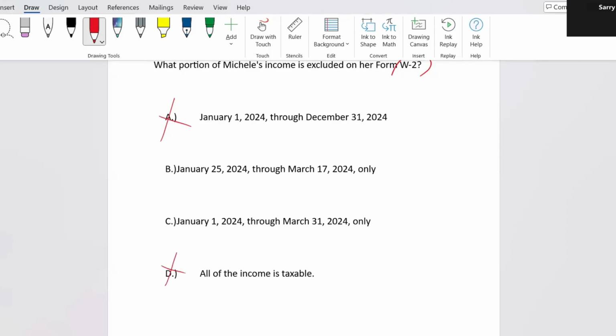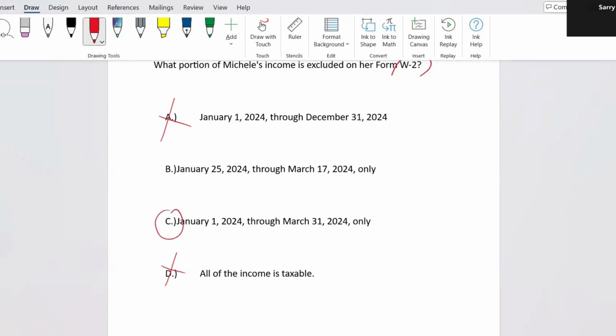There is an exclusion. Now we've narrowed it down to B and C. So what is the exclusion? The rule is that if Michelle was gone in January 25, then all of January is excluded, all of February is excluded because it was through February, and all of the month of March. So any day you served in combat makes the whole month excluded, not the whole year, the whole month excluded. So this would be the correct answer.